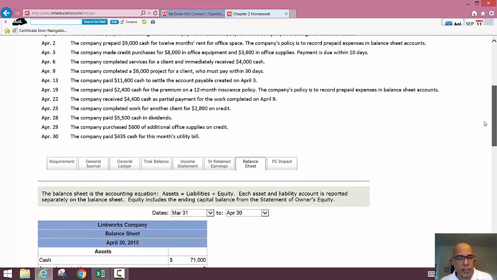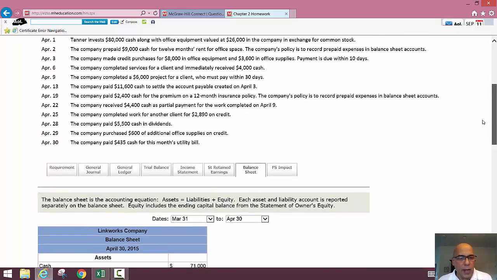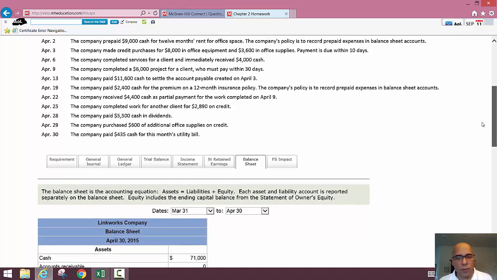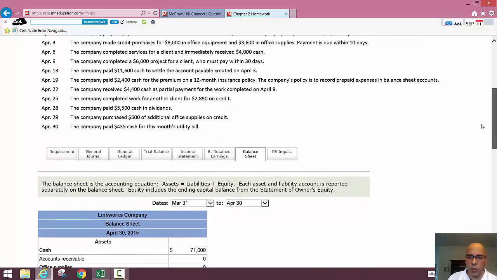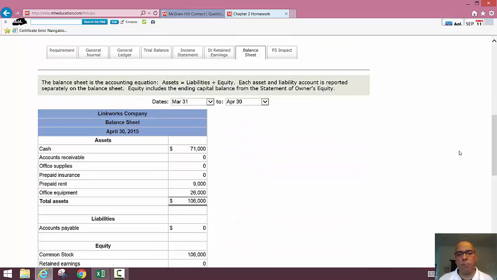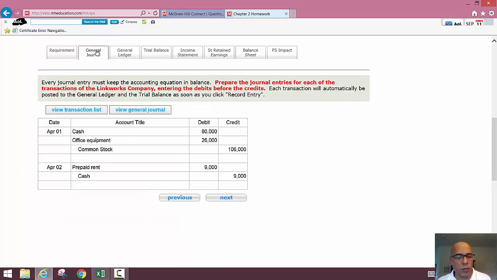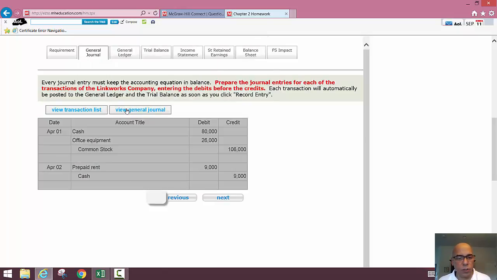Let's take a look at number 3 here, or April 3rd. The company, on April 3rd, made a credit purchase of $8,000 of office equipment and $3,600 in office supplies. Payment is due in 10 days. Okay, well, that's a what? That's a bill. That's a payable, right? Remember, they're going to let me pay my bills later, so that's going to be a liability. So I go back to the general journal. I view my transaction list. No, that's not the view I want. I want view general journal.